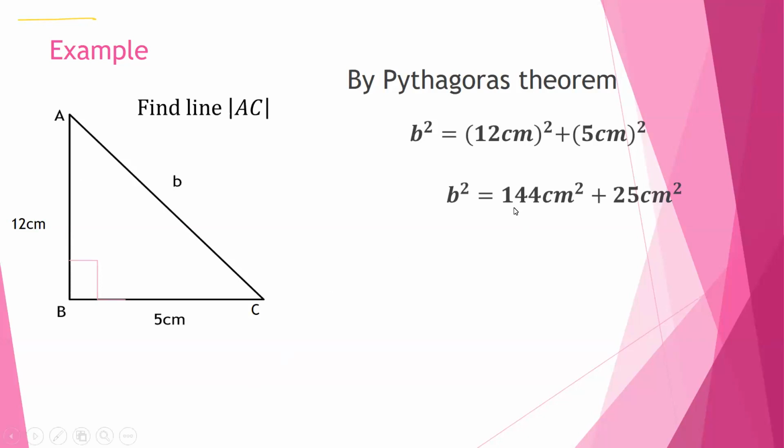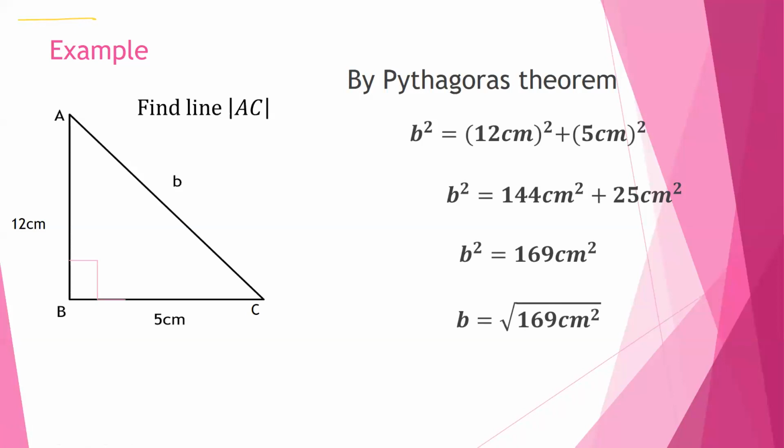So that would give us b squared is equal to what? 144 centimeters squared plus 25 centimeters squared. Okay. And that will give us what? b squared is equal to 169 centimeters squared.